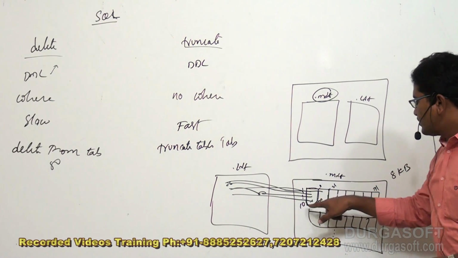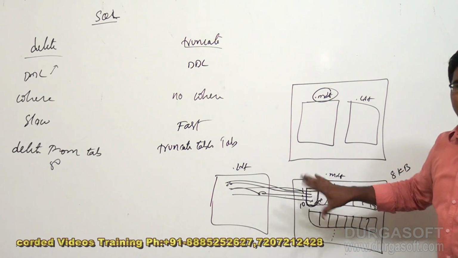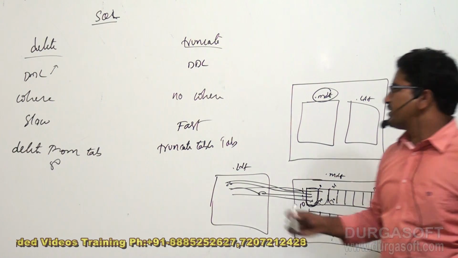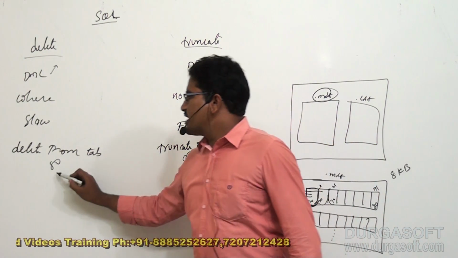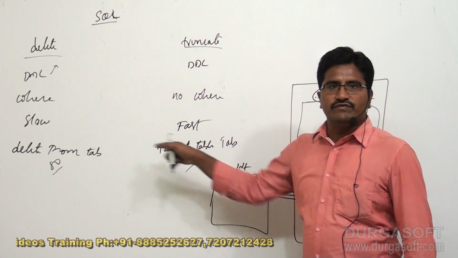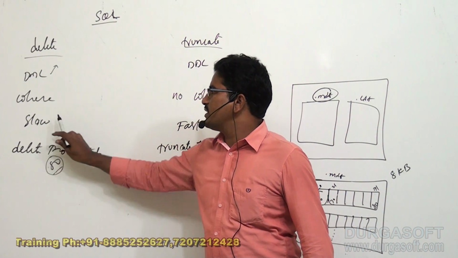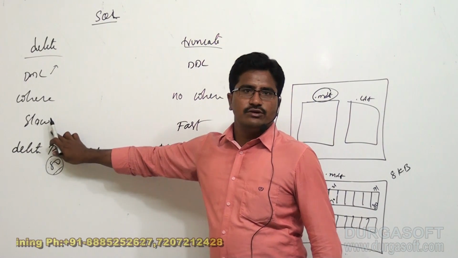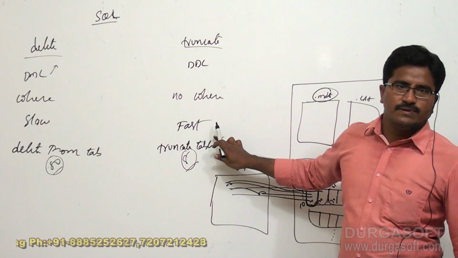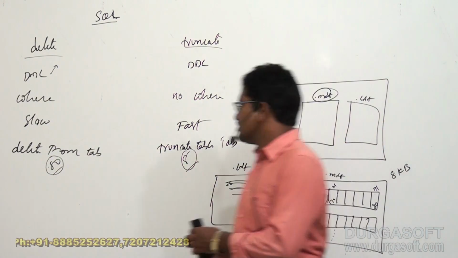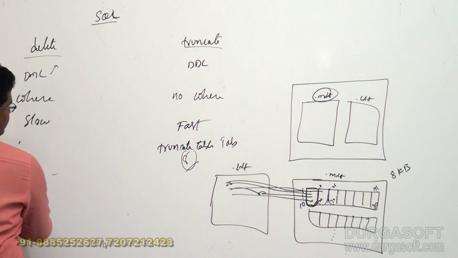So in the first attempt, we have 8 pages. It means it does the operation 8 times only. How many times? 8 times. Which is very faster here? This is the fast one. This is the slow one. That's why delete does the operation very slow compared to truncate. That's why it's called slow. It's fast.